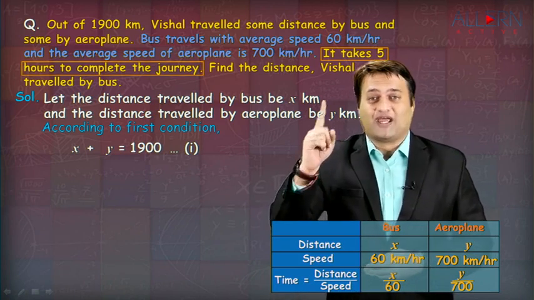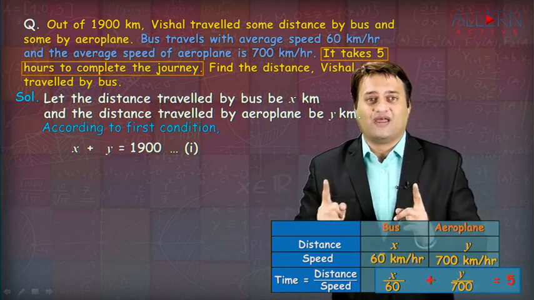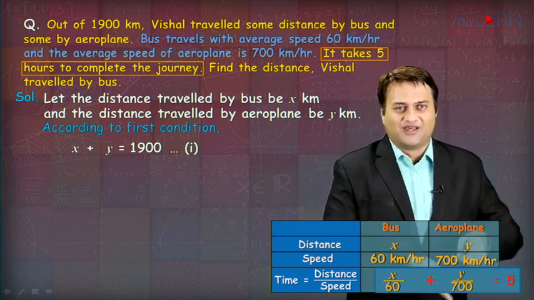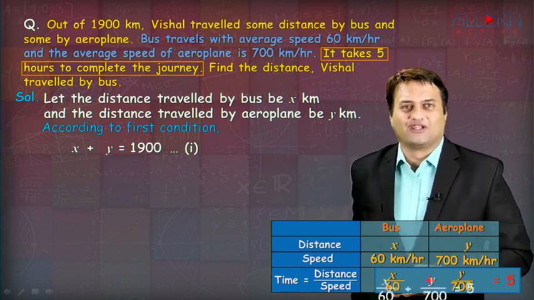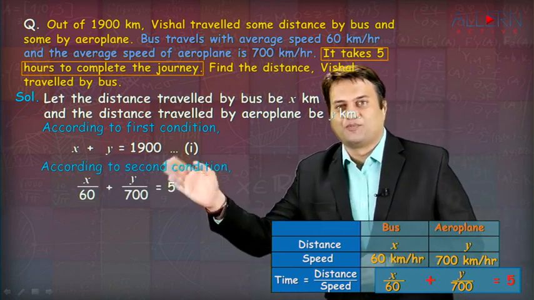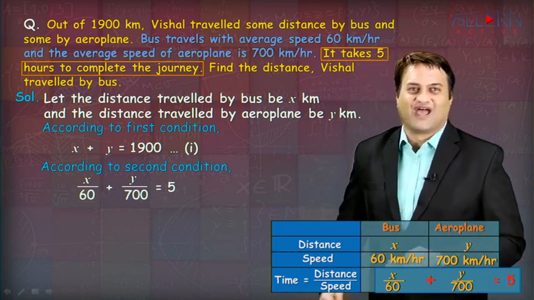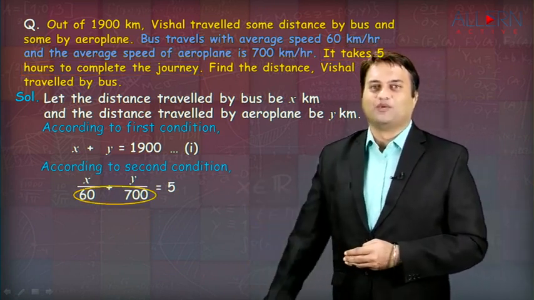The total time is given as 5 hours. It takes 5 hours to complete the journey. So the time taken by bus plus the time taken by aeroplane is equal to the total time. So your equation is x upon 60 plus y upon 700 is equal to 5. As simple as that. Now let's solve this equation.